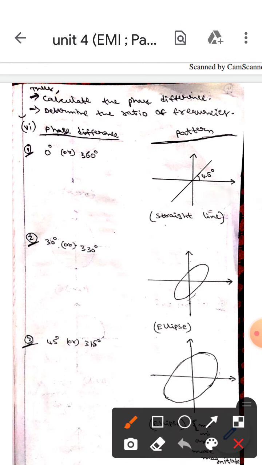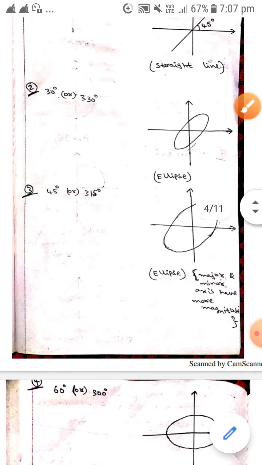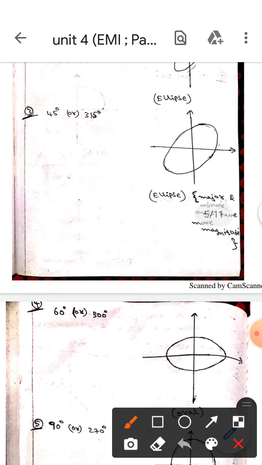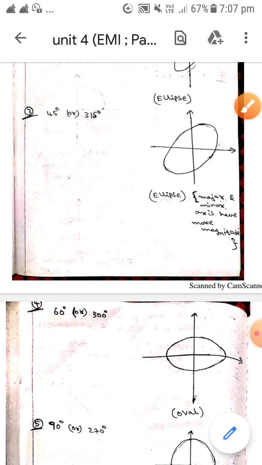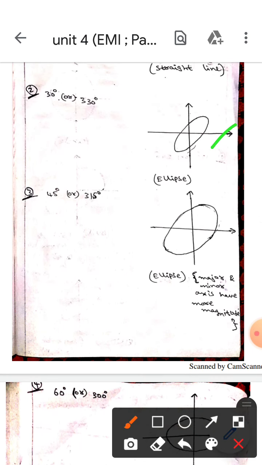Here, if the phase difference is 0 degrees or 360 degrees, then the pattern will be a straight line. If the phase difference is 30 degrees or 330 degrees, then the pattern is an ellipse. Whereas if the phase difference is 45 degrees or 315 degrees, then the pattern is an ellipse. It will have some more magnitude.